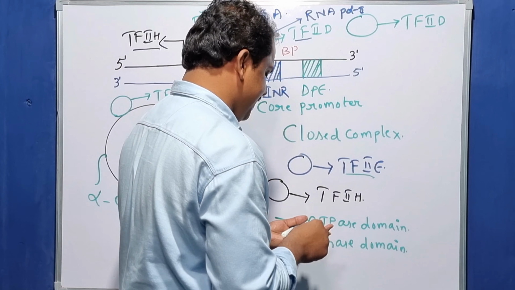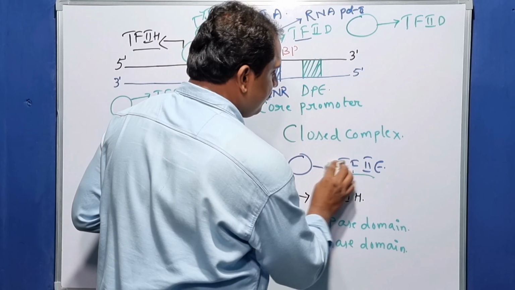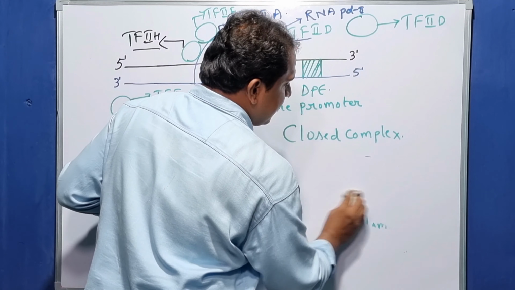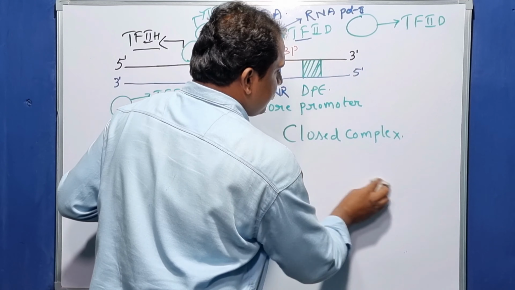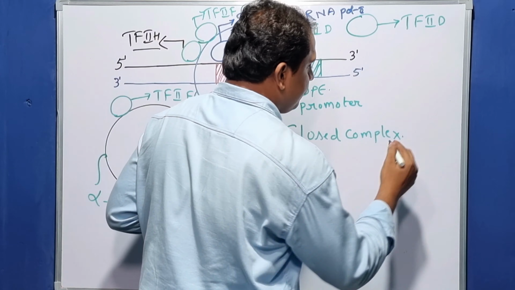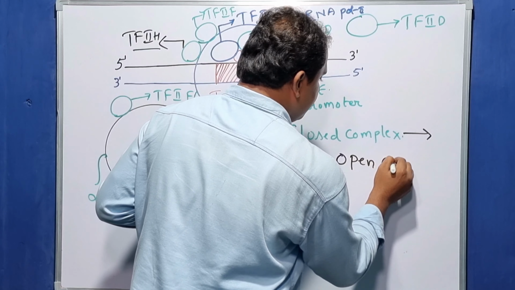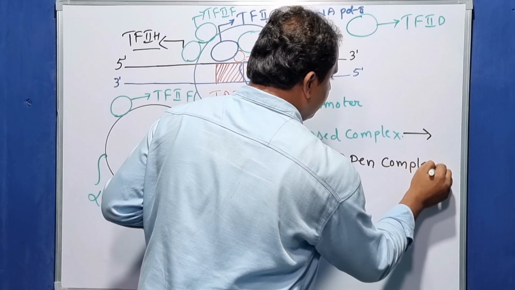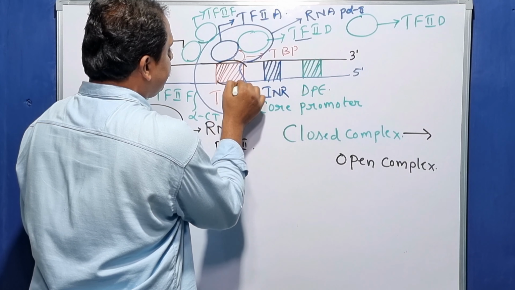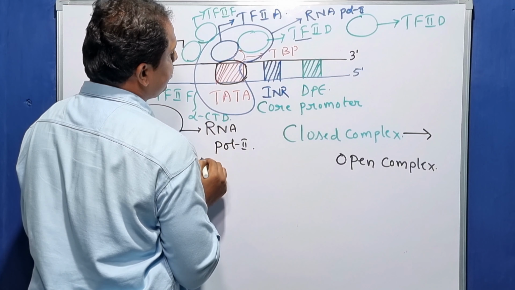So let me write it here. Let me erase the things first. Closed complex successfully converts into open complex. Open complex, right? So let me print it here. So like this. Let us assume it like that.